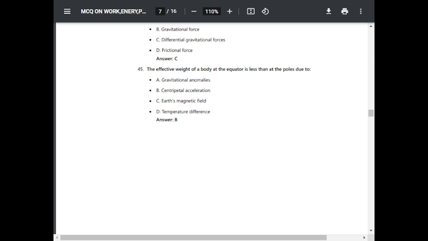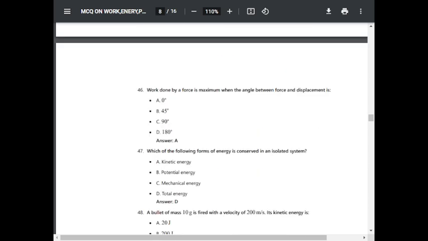Question number 45. The effective weight of a body at the equator is less than at the poles due to: option A, gravitational anomalies; option B, centripetal acceleration; option C, earth's magnetic field; option D, temperature difference. The correct answer is B, centripetal acceleration. The effective weight of a body at the equator is less than at the pole due to centripetal acceleration. B is correct.